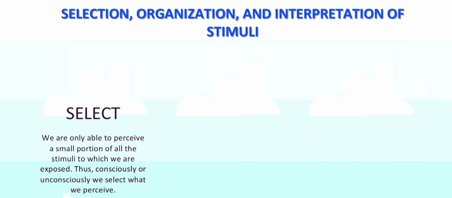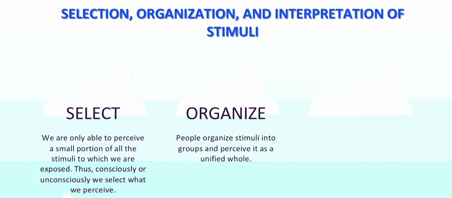And next is about selection, organization, and interpretation of stimuli. The first one is select. We are only able to perceive a small portion of all the stimuli to which we are exposed. Thus, consciously or unconsciously, we select what we perceive. That is, we concentrate on some things and ignore others. Usually, we select for perception those things that we find most interesting and important. Second is organize. People organize stimuli into groups and perceive them as a unified whole.